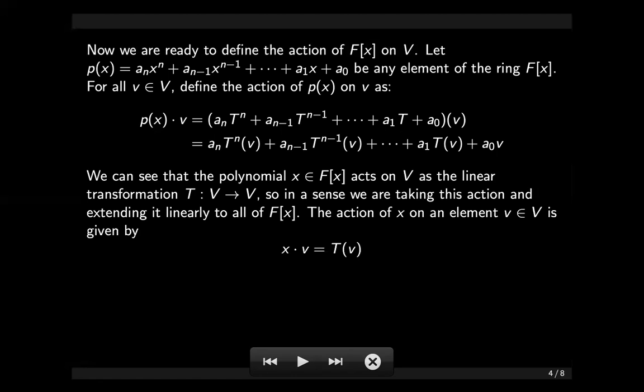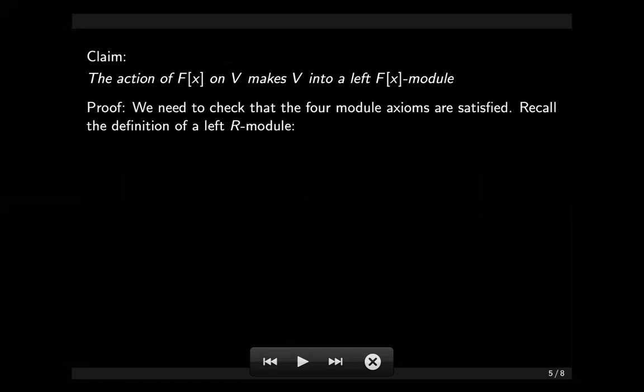That's just to demonstrate that we take the action of x on V to be the linear transformation, then we extend it to all other powers of x and linear combinations of polynomials in our polynomial ring. So our claim is that this action that we just defined of F[x] on our vector space V makes V into a left F[x]-module. We need to check the 4 module axioms are satisfied.